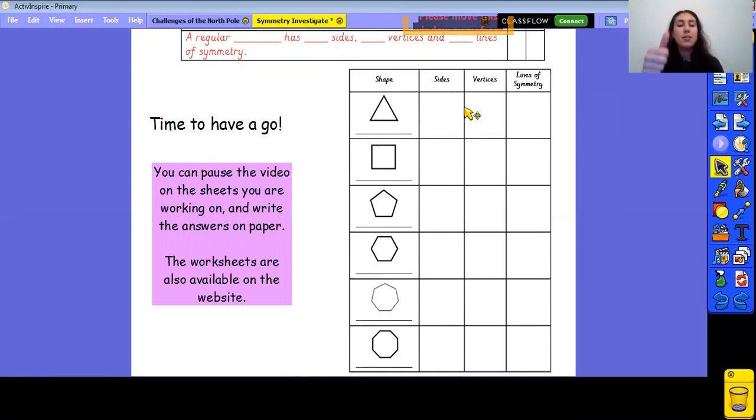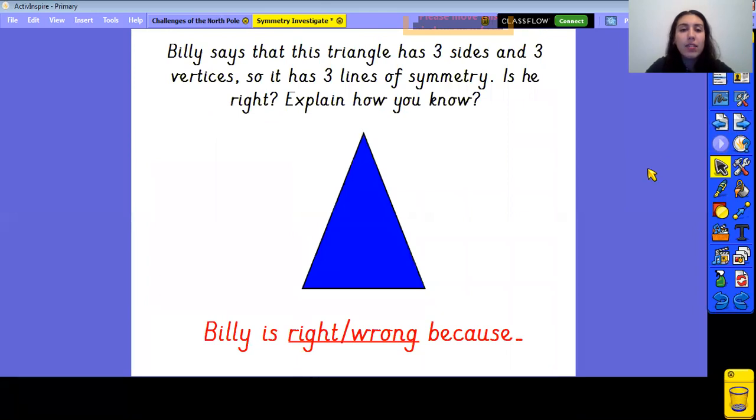And like I said, the best thing for you to do really is to rotate that and draw a line every time from that top to bottom. And then there is also a reasoning question for you to do. So Billy says that this triangle has 3 sides and 3 vertices, so it has 3 lines of symmetry. Is she right? Just because it's a triangle and it has 3 sides and 3 vertices, does that mean it also has 3 lines of symmetry?